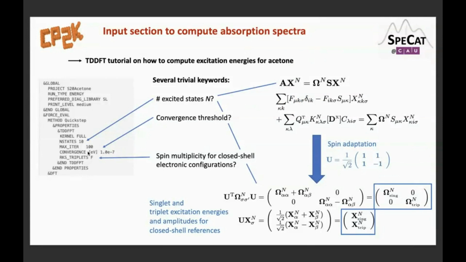If you're choosing a closed-shell reference, you can also, of course, choose if you would like to refer to singlet excitation energies or triplet excitation energies. So these formulae were all given for open shell references, still having the spin index sigma here. But of course, by just doing a standard spin adaptation, you would have for a closed-shell reference the singlet excitation or triplet excitation energies. And this you can actually choose by switching RKS triplets to true or false.